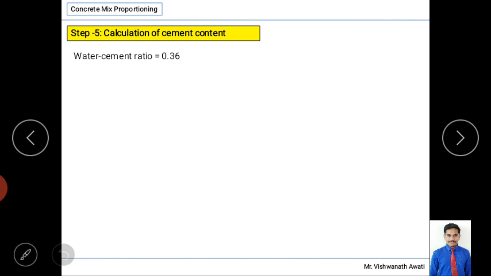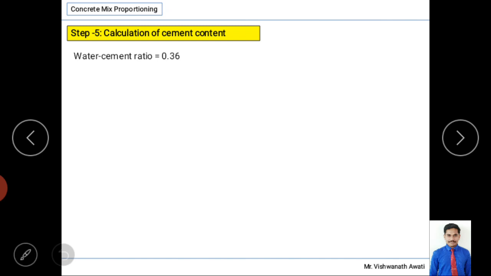Why? Because we had got a targeted strength of 48.25 in step 1, and from the figure we got the water cement ratio of 0.36, which is lesser than 0.45. So we adopted 0.36 as the water cement ratio. Then we have to calculate the cement content.